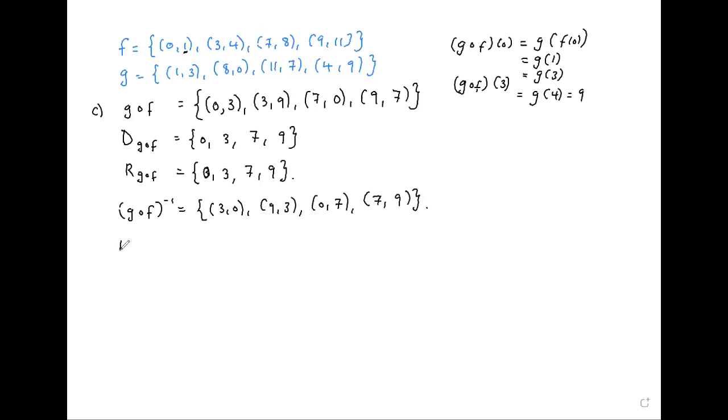So if you get the domain of G of F inverse, we'll notice that what we have is 3, 9, 0, 7. And the range of G of F inverse, we'll notice that what we have is 0, 3, 7, 9. So they are still equal. So all the statements that we made before are still working here. So we can do another example.